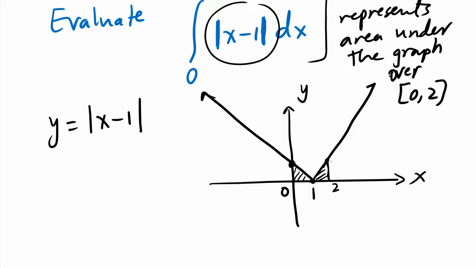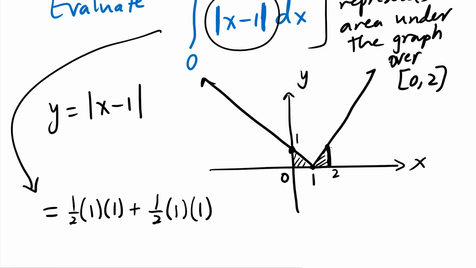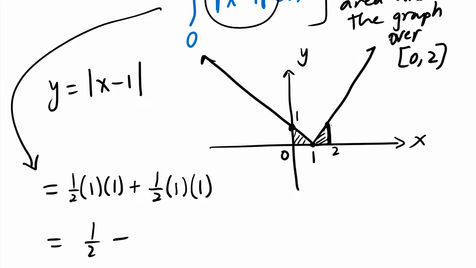So this integral will be the area of this, which is a triangle: 1/2, base is 1 and the height is 1. Plus the area of the other one is also another triangle, from 1 to 2 is 1, and this height was 1. So what do we get? 1/2 plus 1/2, it's 1.